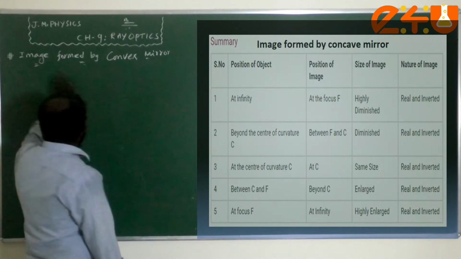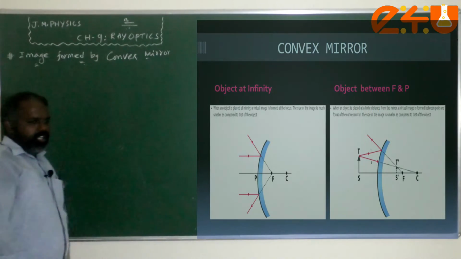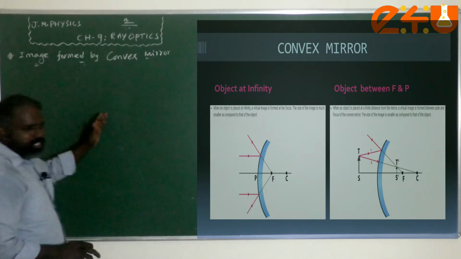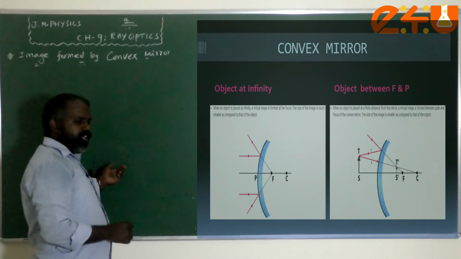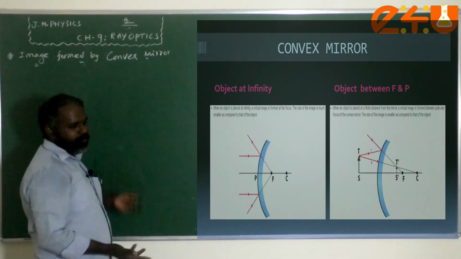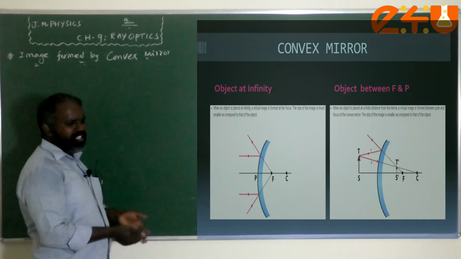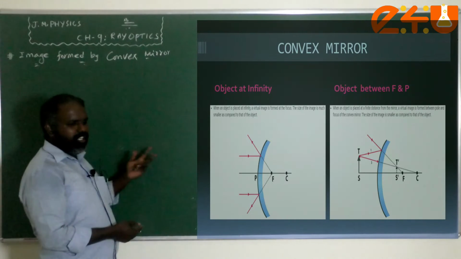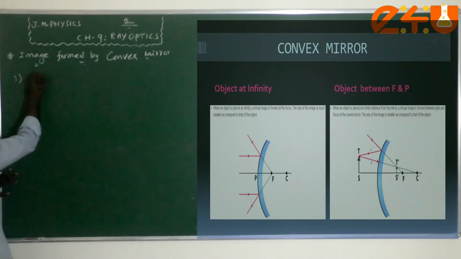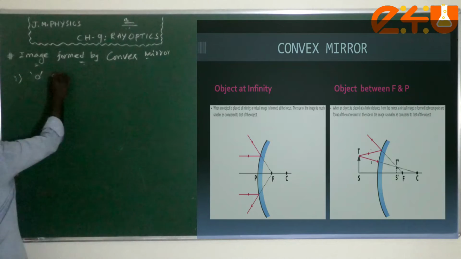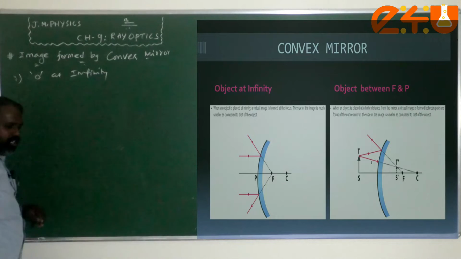Okay, the next one is the image formed by the convex mirror. Please go to the next slide. As we discussed in the concave mirror cases, there are 6 possible positions of the object. In a convex mirror also 6 positions are possible, but since the properties are the same for most cases, here we generalize to only 2 positions of the object. The first one is when the object is at infinity, at infinite distance.